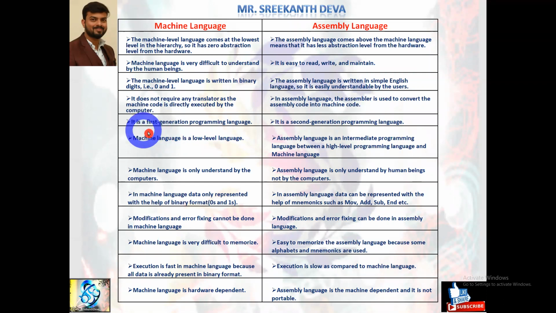Machine level language is used in which generation programming language? First generation programming language. Assembly level language is used in second generation programming language. Machine language is a completely low level language. Assembly level language is an intermediary programming language. It is on top of machine level language. Machine level language is only understood by the computer, in the zeros and ones format.